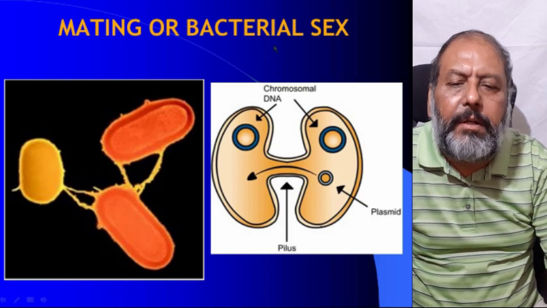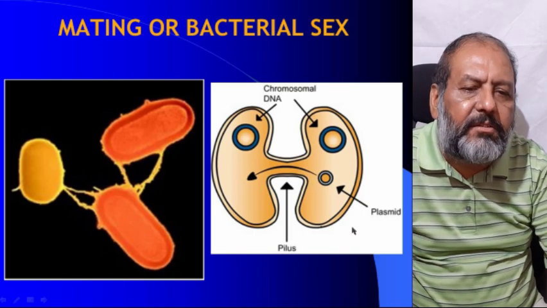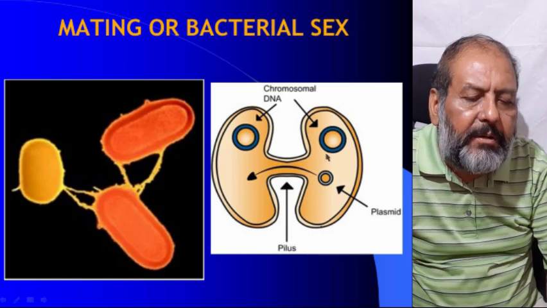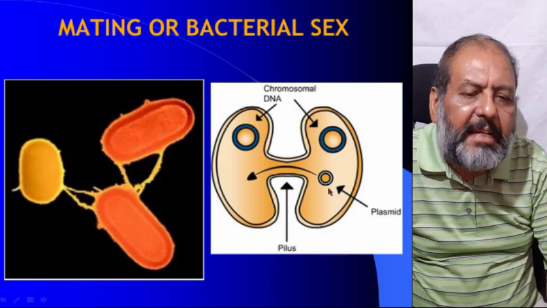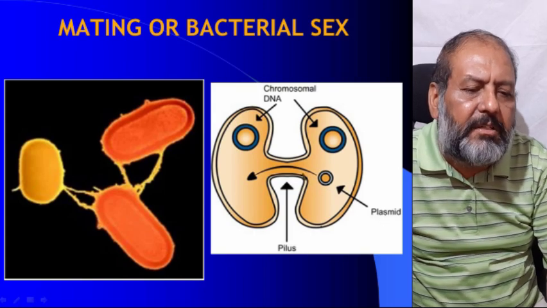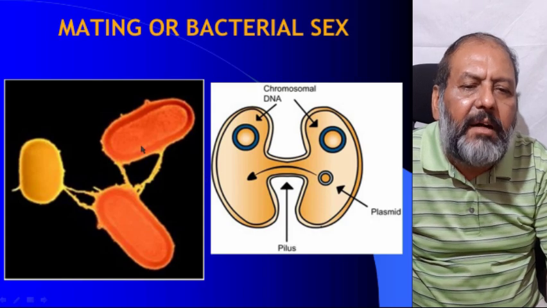Here one can see the mating, or bacterial sex, of the chromosomal DNA. As you can see, the plasmid passes through the pilus, which is the connection between the two bacteria, and is being transferred. The genetic material, the plasmid, is being transferred to the other bacterium.